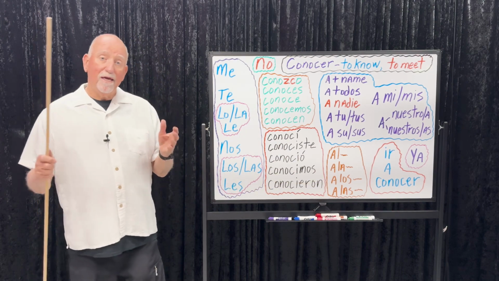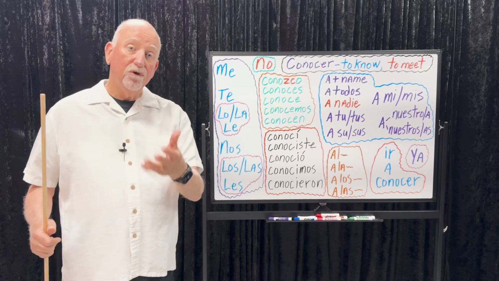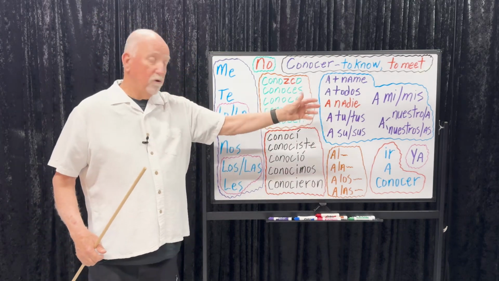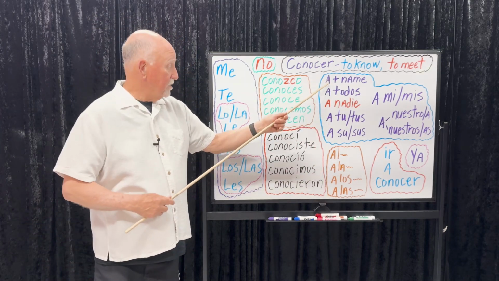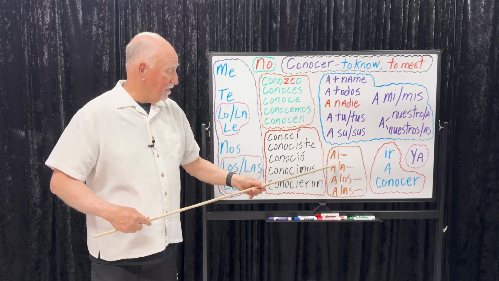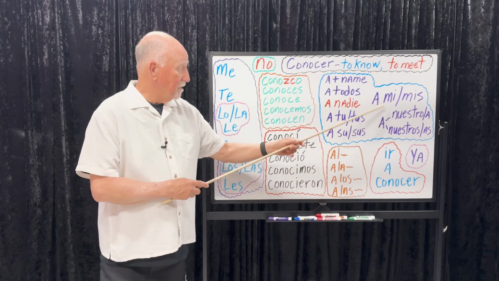The point to be made is this. If you're saying who you like by their name or a word referring to them, notice you have the a phrase. You have to have that a there. It has to be there.